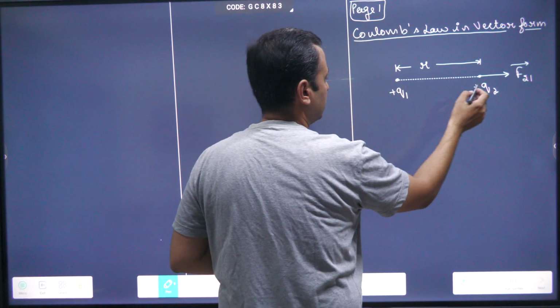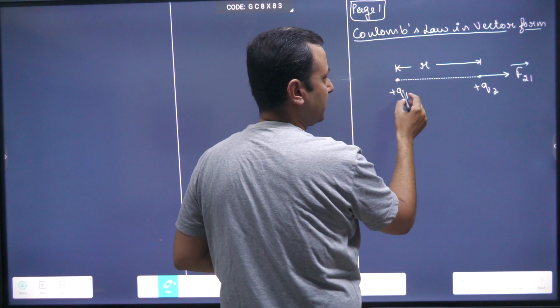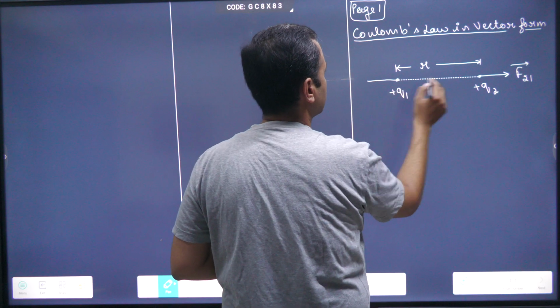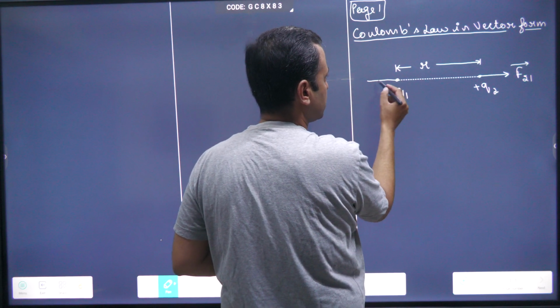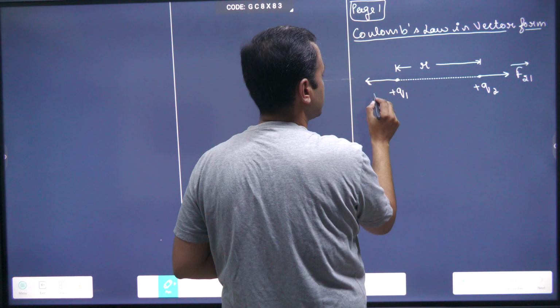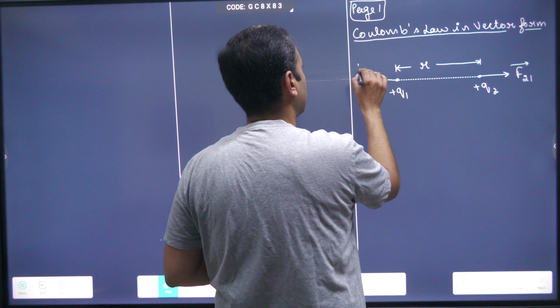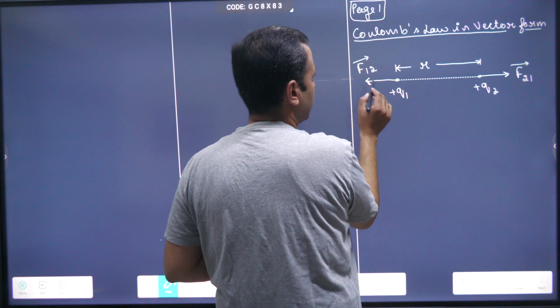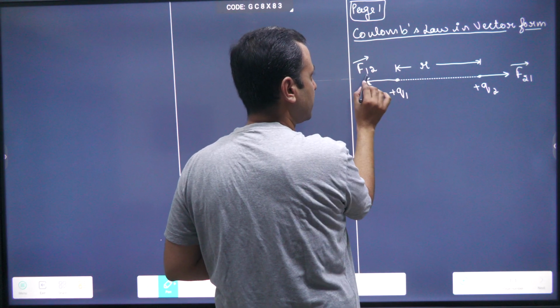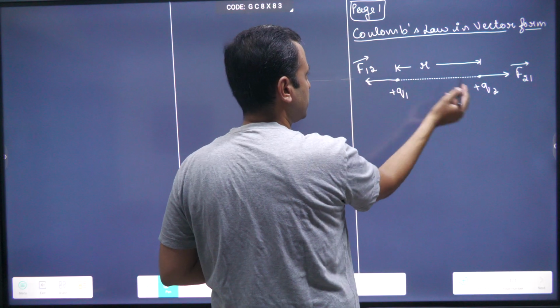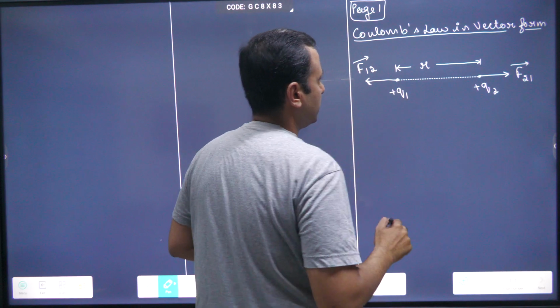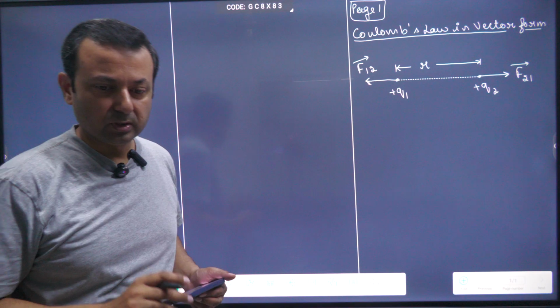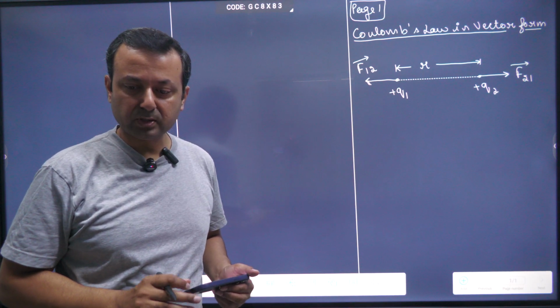Now this Q2 will also exert a force on Q1. It will repel it, and the repulsive force will be in this direction. This force will be called F12 vector. It means that the force is exerted on charge 1 and it is due to charge 2. Is it clear, both the forces?